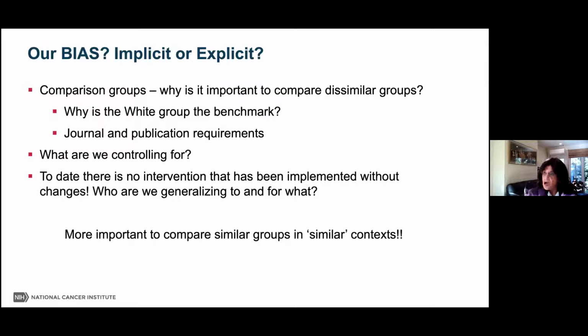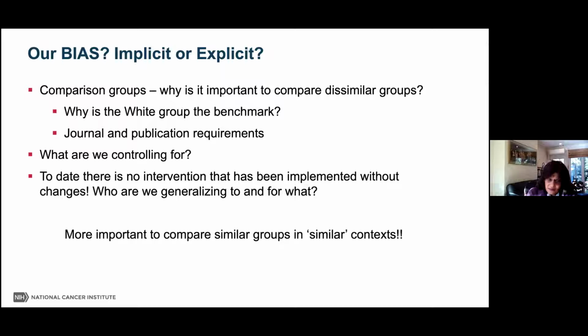And most interventions are calibrated to the white population. So even before we start the intervention, I'm going to tell you the whites are going to do better than the blacks. Yes, the blacks are going to improve, but not as much as the whites, because you've calibrated it to the white population. So what is the point of that comparison? And what are we controlling for? Are you controlling for race, which you cannot change, or the social context, which you can change? So be clear on what it is you're controlling.